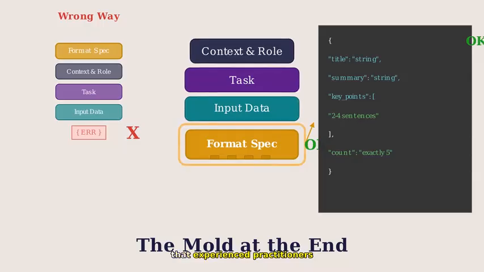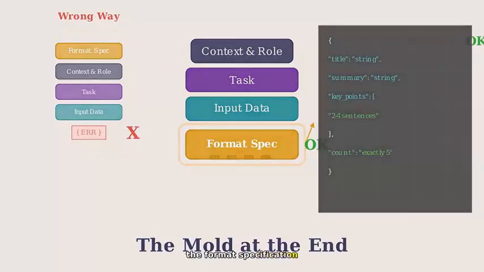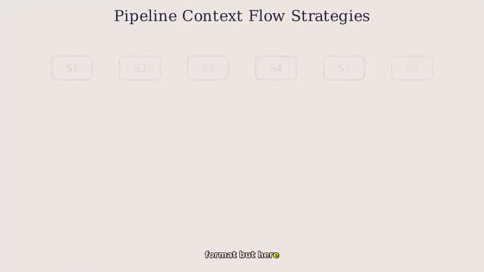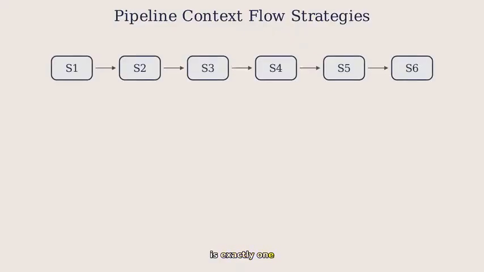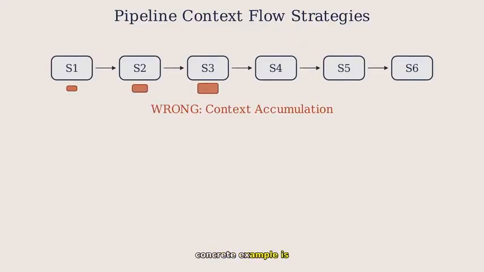Here's a technique that experienced practitioners use. Include a format example in the prompt alongside the format specification. Not just return JSON like this format, but here is exactly one example of a valid output for this stage. One concrete example is worth more than 3 paragraphs of description.